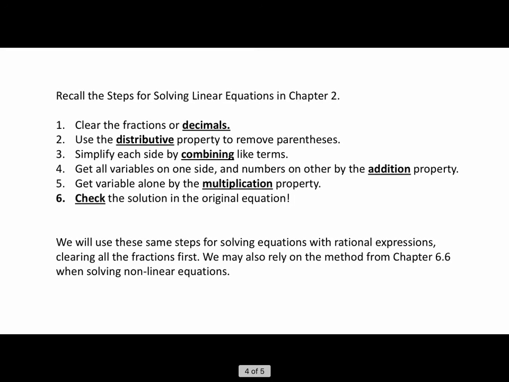So recall the steps for solving a linear equation in Chapter 2. Our first step, which is optional, is to clear the fractions or decimals. Our second step is to use the distributive property to remove parentheses. Then the third step, simplify each side by combining like terms on the left, combine like terms on the right, and then get all variables on one side and numbers on the other by the addition property of equations. And 5, get the variable alone by the multiplication property of equations.